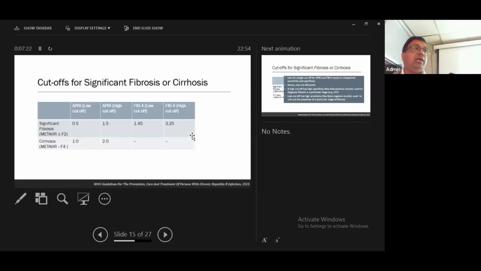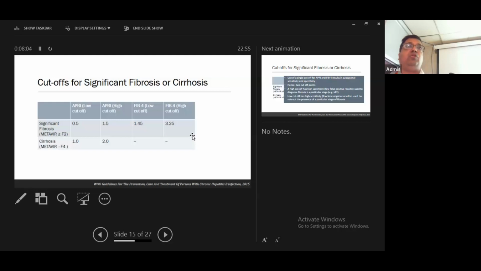We put cutoffs for the APRI score and FIB-4 score. If the APRI score is less than 0.5, then the liver is considered normal. It doesn't have significant fibrosis; the liver has either no fibrosis or F1 fibrosis. If the APRI score is more than 1.5, then fibrosis is F2 or more, and the patient has significant fibrosis. If the APRI score is less than 1, the chance of cirrhosis is very low, and if the APRI score is more than 2, the chance of cirrhosis is very high.